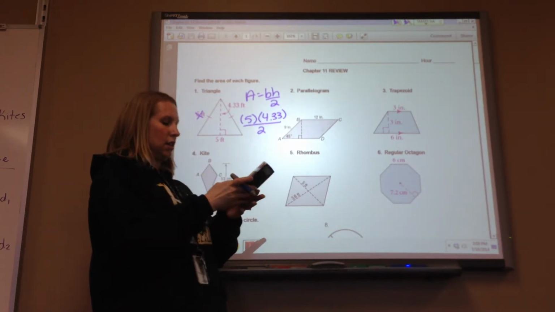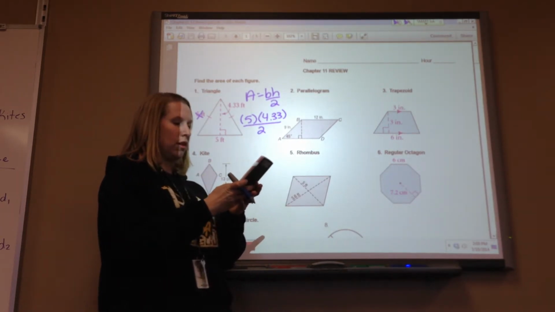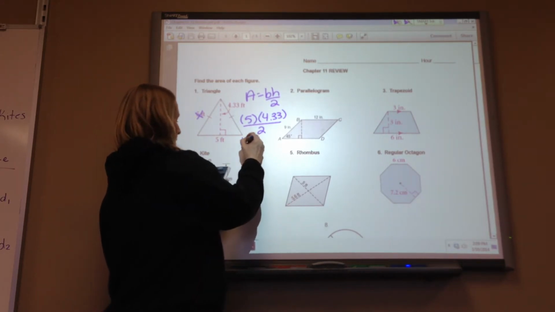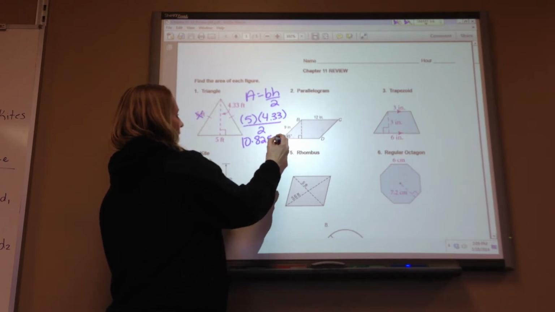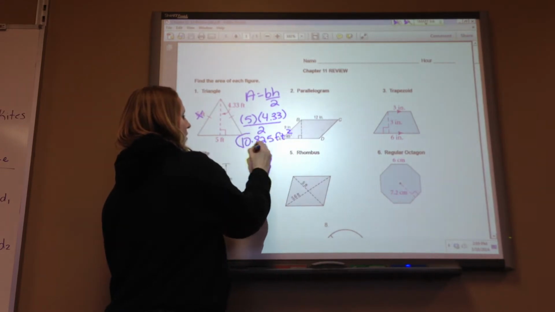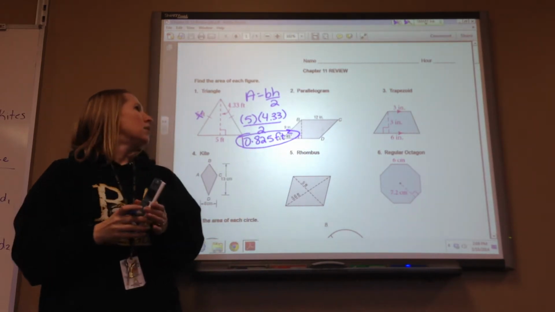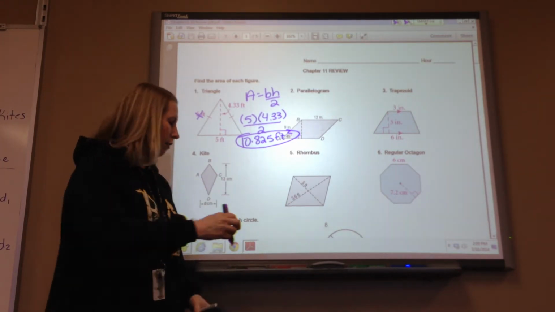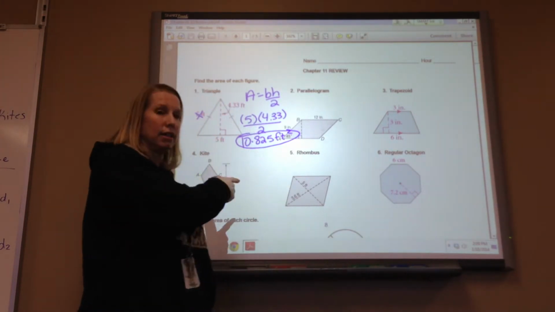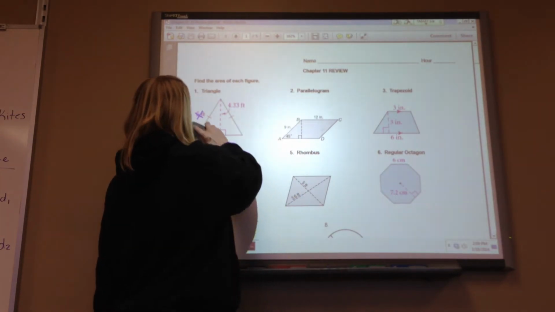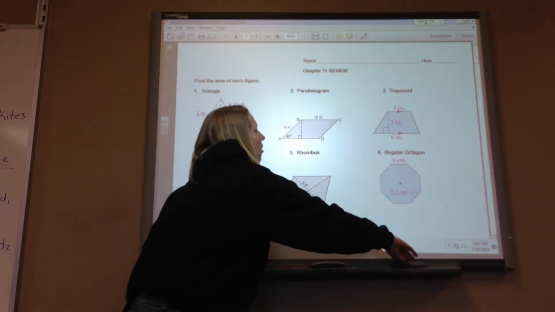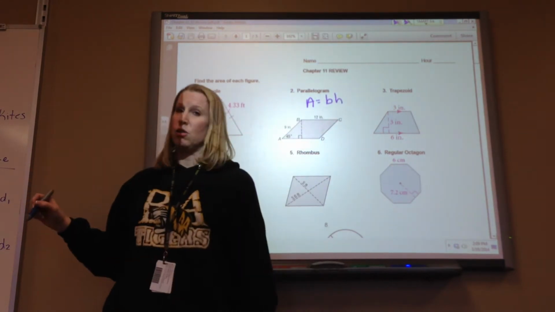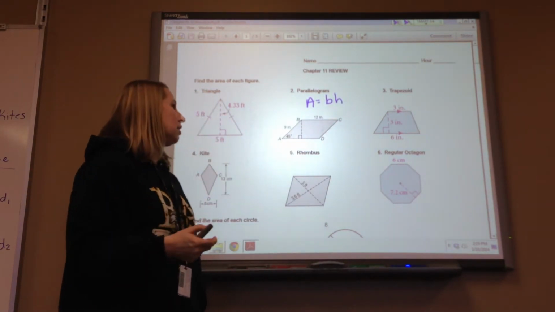So base is 5 times 4.33 divided by 2 is 10.825 feet. So hopefully you got that. This one is area of a parallelogram. I'm going to erase this. Area of a parallelogram is base times height. We don't divide by 2 on a parallelogram, just base times height.